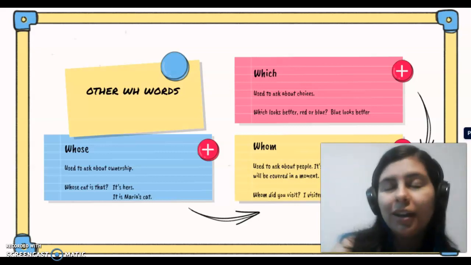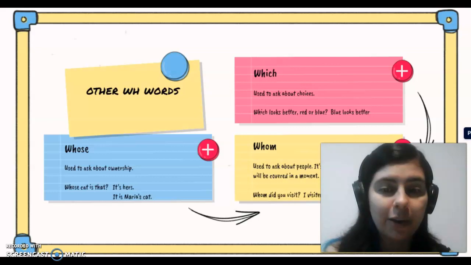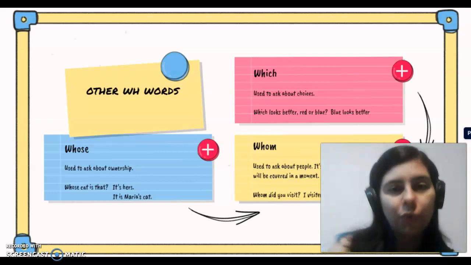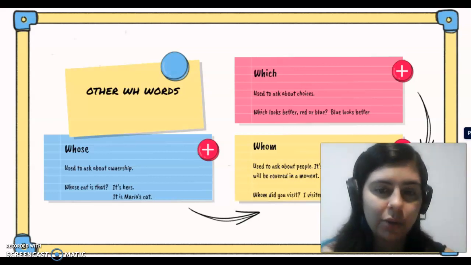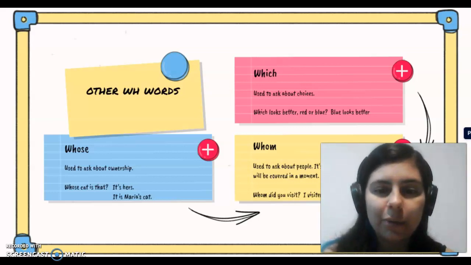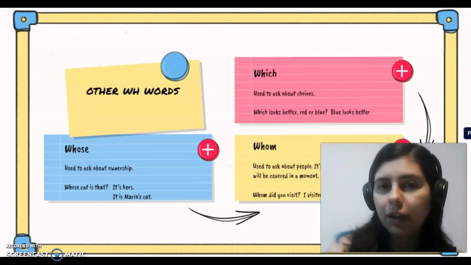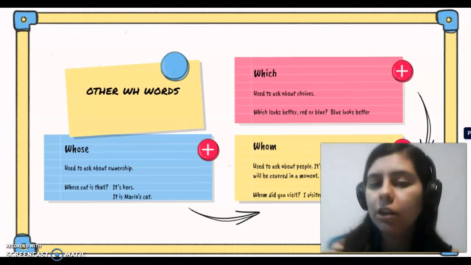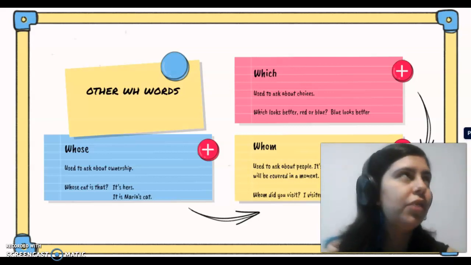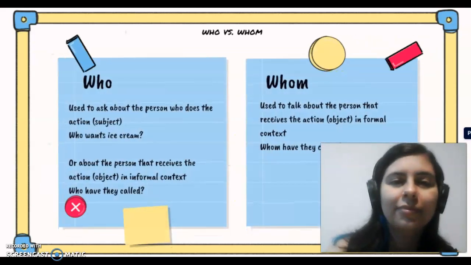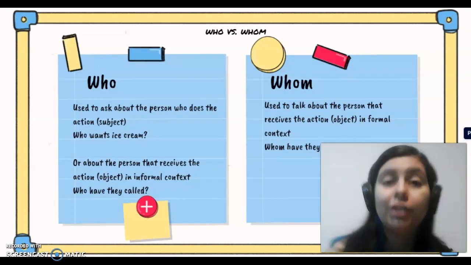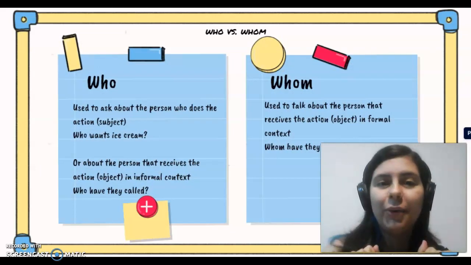And whom is used also to talk about people. It is formal, and there is a difference with who, but we're going to see it in a moment. Here we have one example using it. Whom did you visit? Oh, I visited my aunt. Now, let's see the difference between who and whom, shall we?